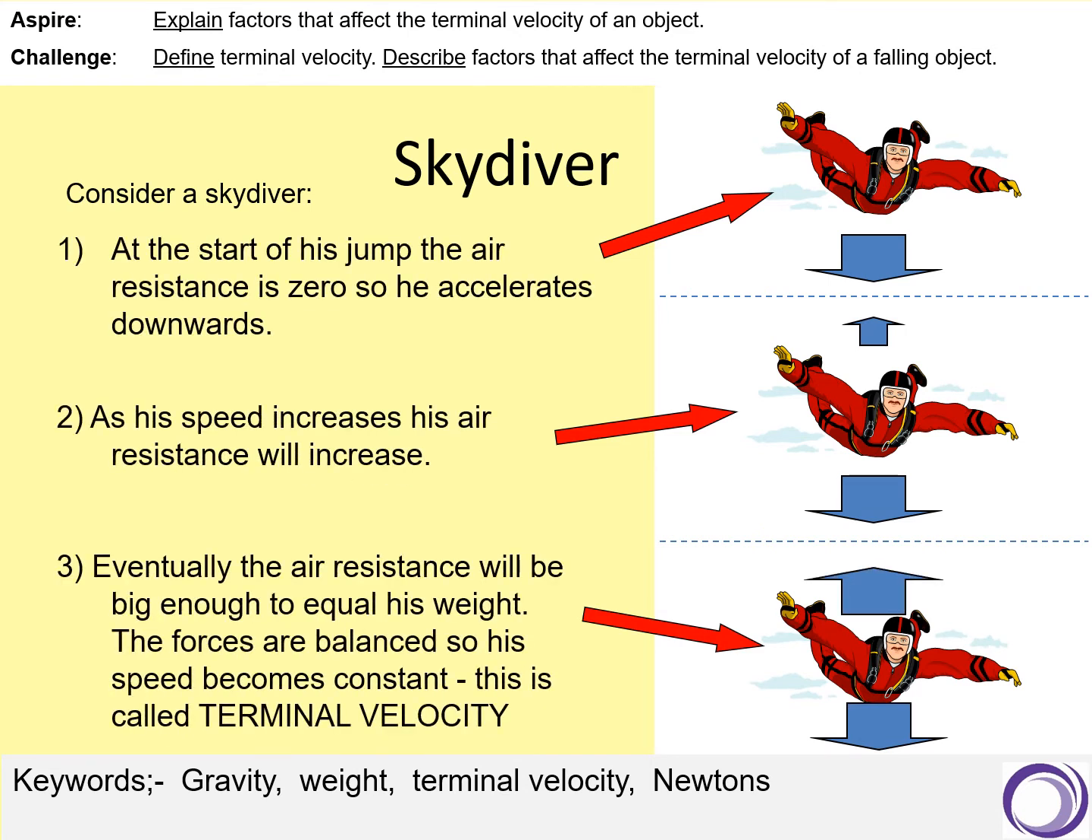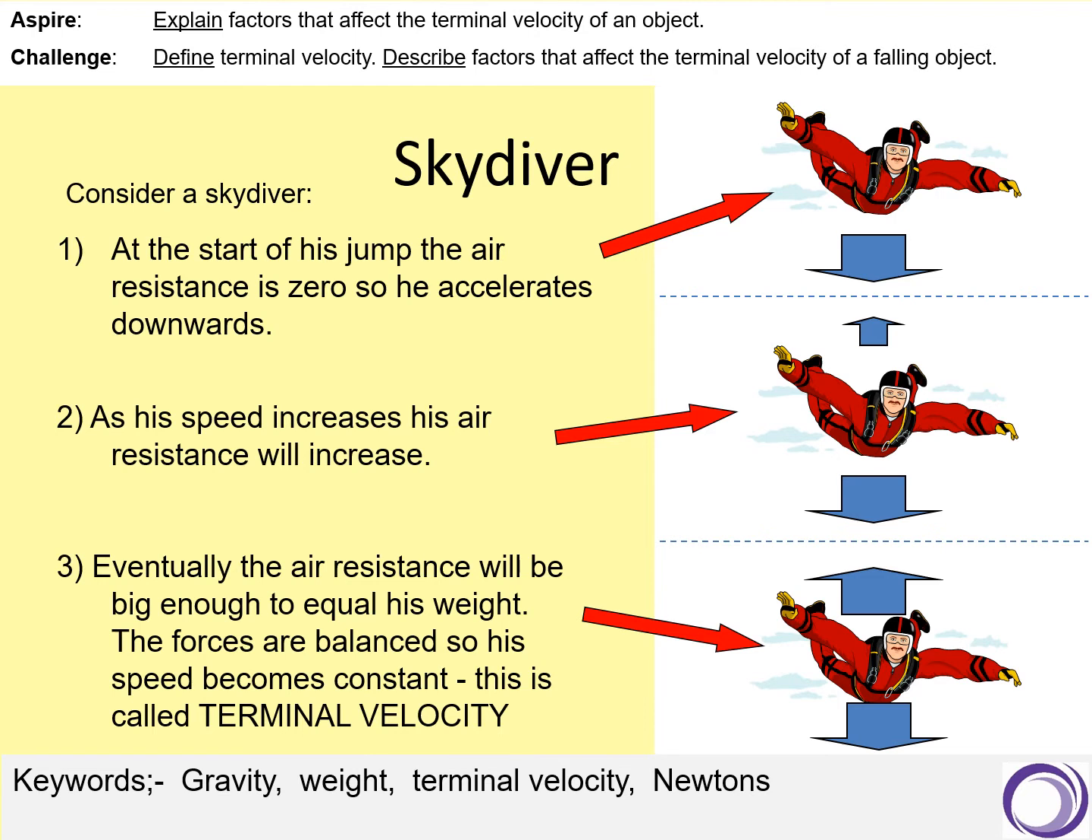So at the very start of this jump, his air resistance is 0. So he's going to accelerate downwards because his weight is, whatever your weight is at that point in time, depending on how much mass you've got. However, as you are speeding through the air, your air resistance increases. So the faster you go, the higher your air resistance will be. And eventually you go so fast that the air resistance is equal to his weight.